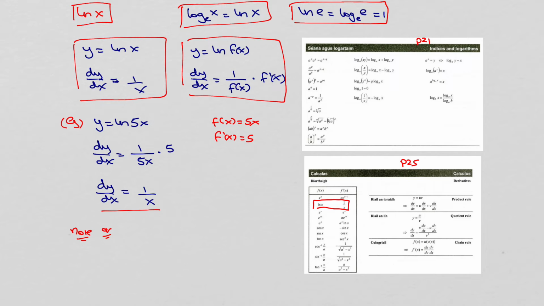Now, if we had applied the log rules first, then we could have said, well, y is equal to natural log of 5 plus natural log of x. Because if we look here on the top of page 21, we have log of x times y can be written as log x plus log y, where the bases are the same. And now if I differentiate, the derivative of natural log of 5, that's a constant, so the derivative is 0. And natural log of x, that's on our tables on page 25, is simply 1 over x. So you can see either approach will give you the same answer.